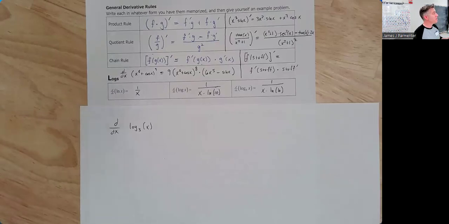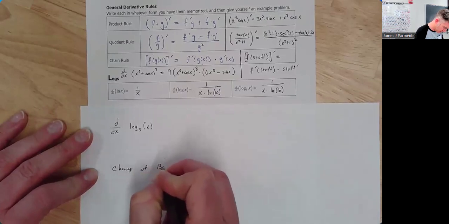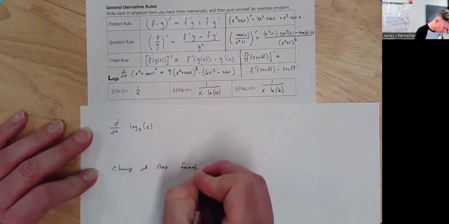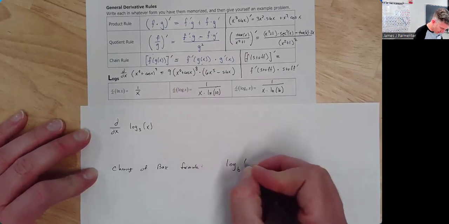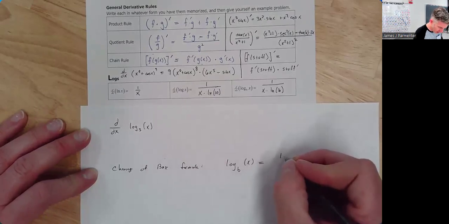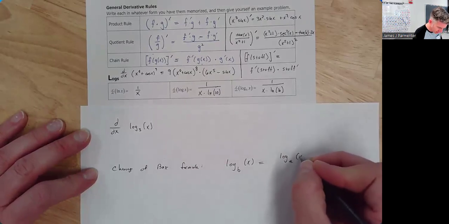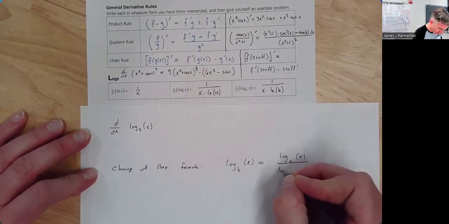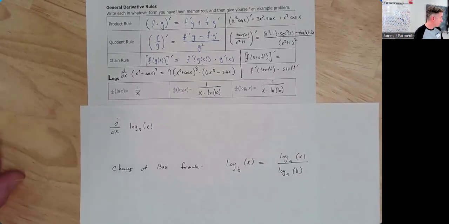One way is to use what's called the change of base formula. The change of base formula says that we can write the log base b of x as the log, pick any base you like, I'm going to write a for being very general, of x over the log base a of b. That's the change of base formula. And it can be derived. It's not terrible to derive, but we don't have to do that unless you want to.